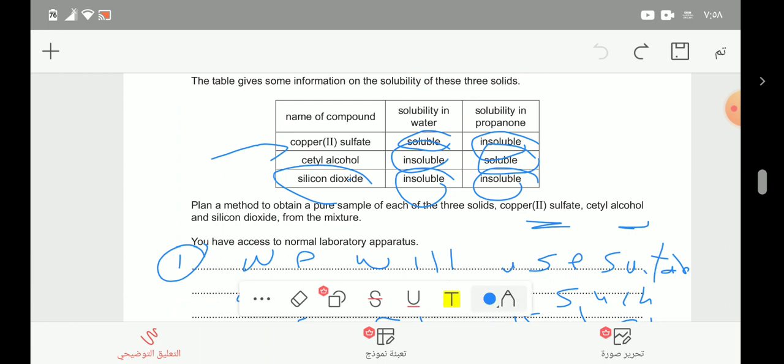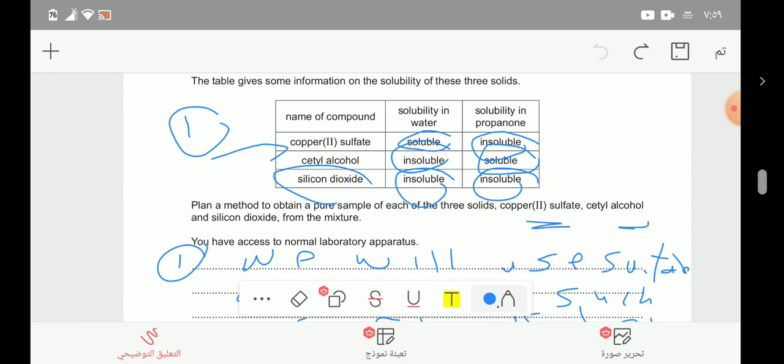If you want to separate silicon dioxide, remember that silicon dioxide is insoluble in water and insoluble in propanone, and cetyl alcohol is insoluble in water but soluble in propanone, but copper sulfate is soluble in water. So the only one soluble in water is copper 2 sulfate. So first separate copper 2 sulfate by dissolving in water, then evaporation, you will separate it.